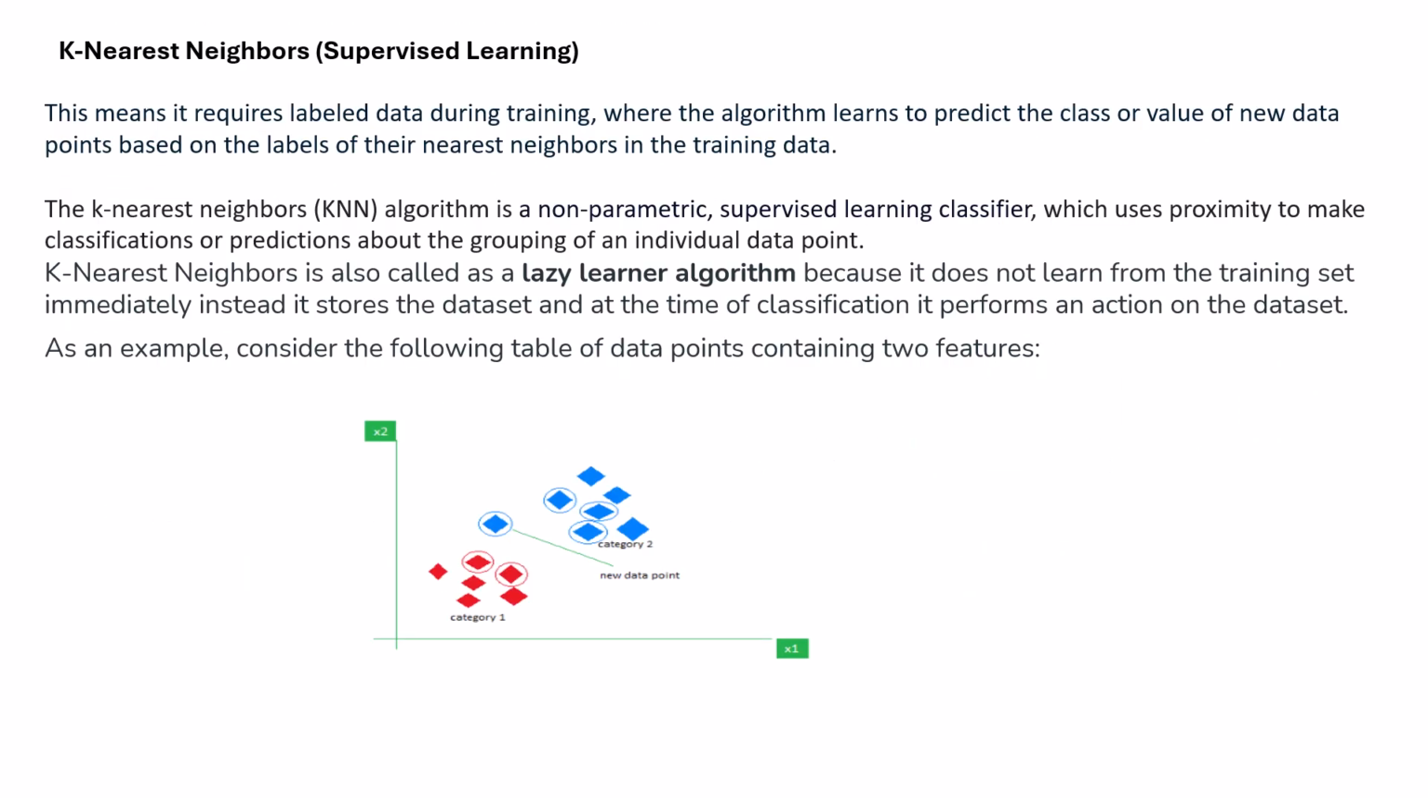KNN, that is K nearest neighbor, is supervised learning. This means it requires labeled data during training, where the algorithm learns to predict the class or value of new data points based on the labels of the nearest neighbors in the training data. The K nearest neighbors algorithm is a non-parametric supervised learning classifier which uses proximity to make classification or prediction about the grouping of an individual data point.